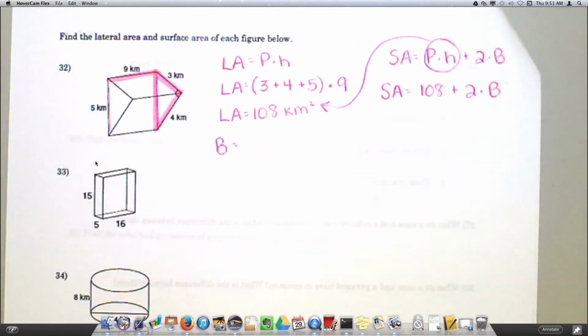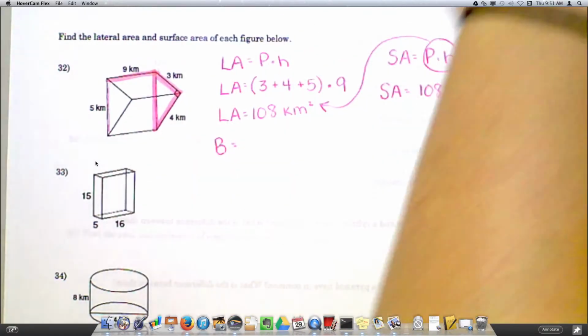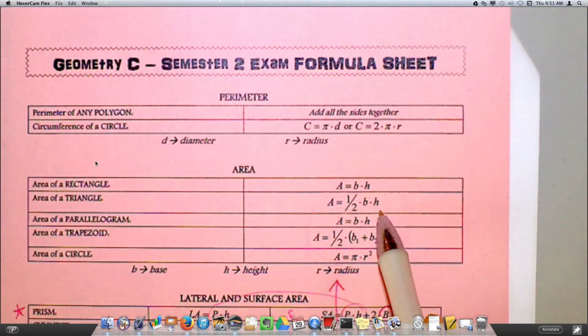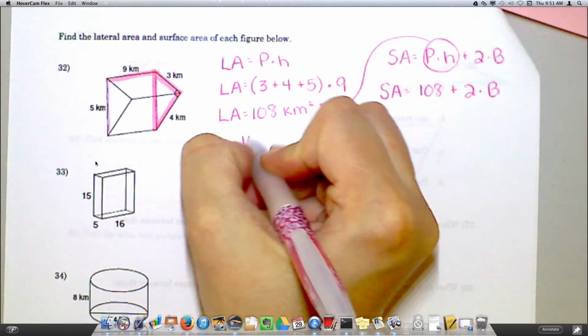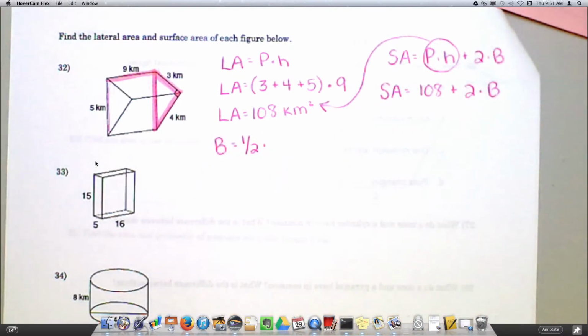What shape is the base? Marlon, what shape is the base? Like rectangle, triangle, circle. The triangle is the base, right? So I need area of a triangle. Area of a triangle is 1/2 base times height. Okay? So area of my base is 1/2 times, what are the base and the height of the triangle?